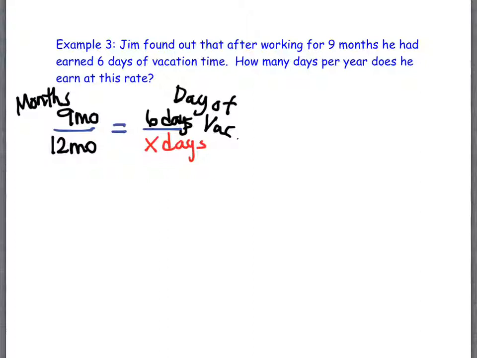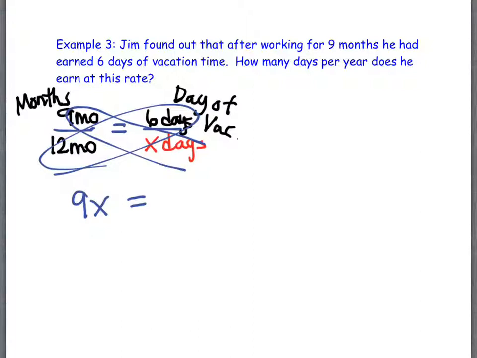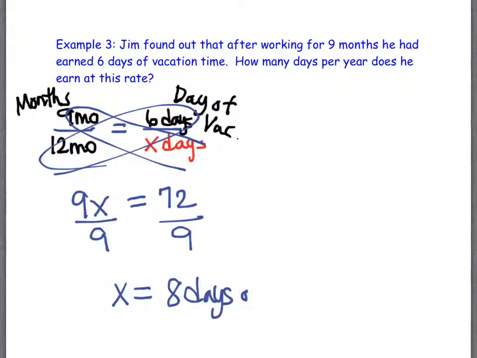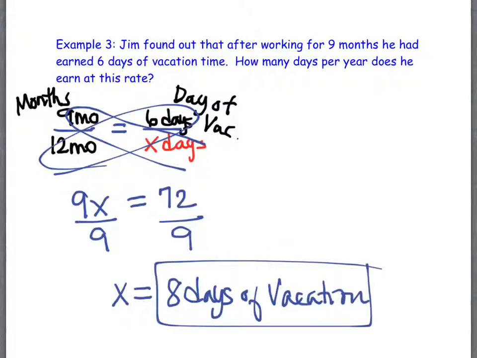So once I have it set up, then what can I do? Cross multiply. That was Theorem 620, I think it was called. I can actually do this, and I can say, oh, 9 times x is 9x. And 6 times 12 is 72. And then we would divide by 9. 72 divided by 9 is what? 8. 8 what? Days of vacation. Does that make sense?